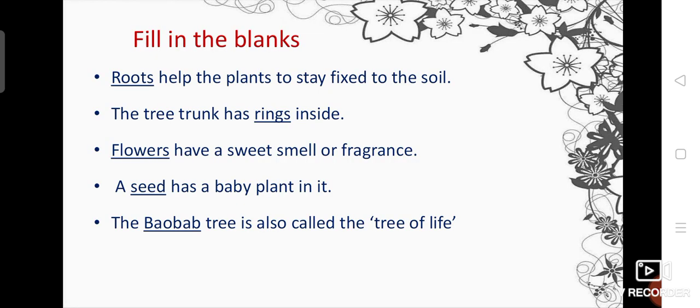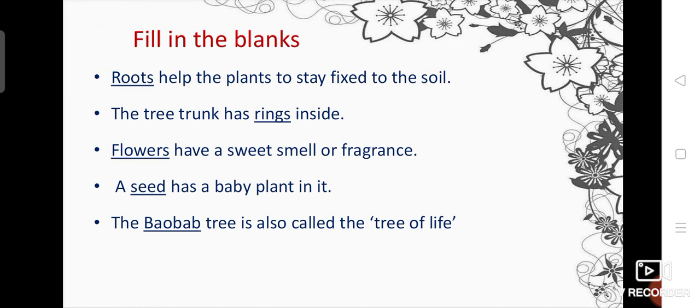The next topic is fill in the blanks. First one, dash helps the plants to stay fixed to the soil. Which part of the plant helps them to fix into the soil? Obviously roots, because roots are in contact with the soil, isn't it? So roots help the plants to stay fixed to the soil.